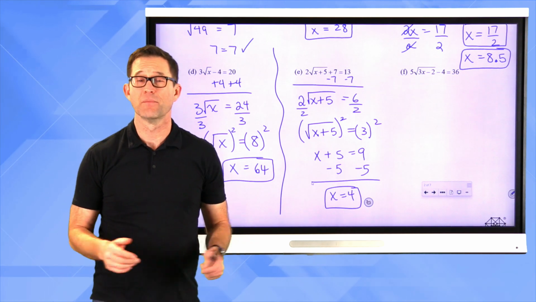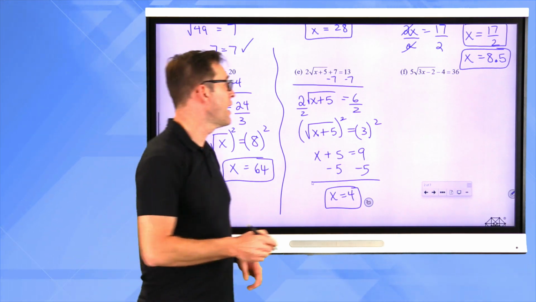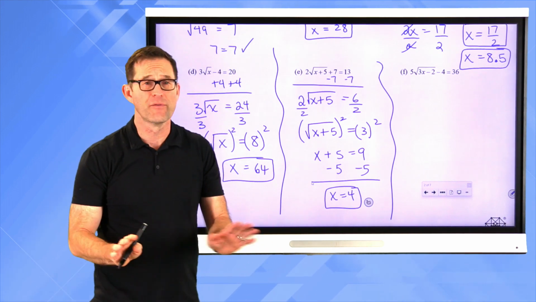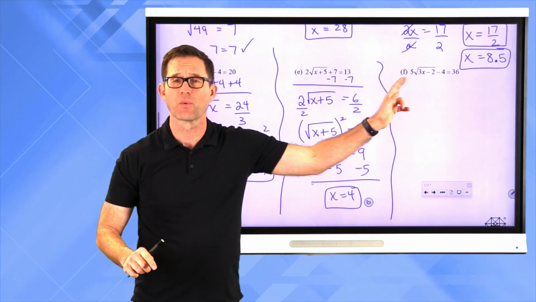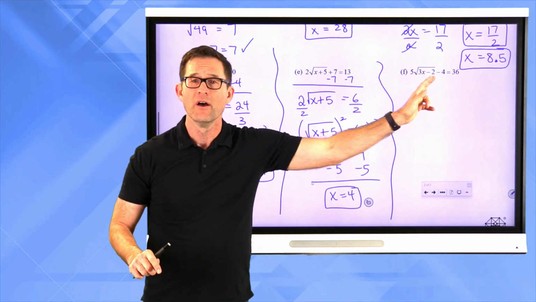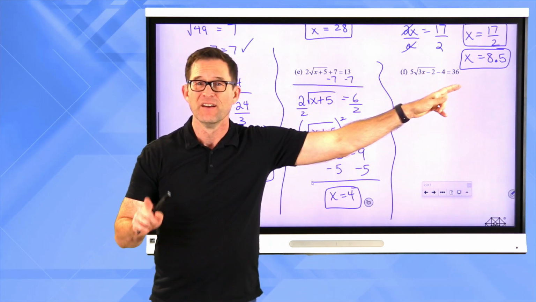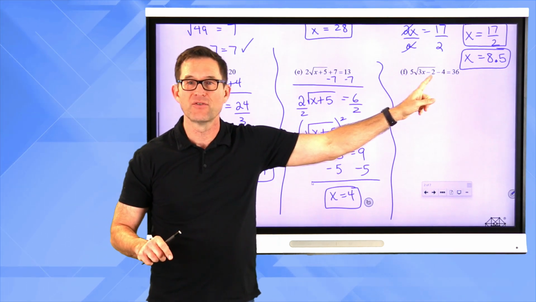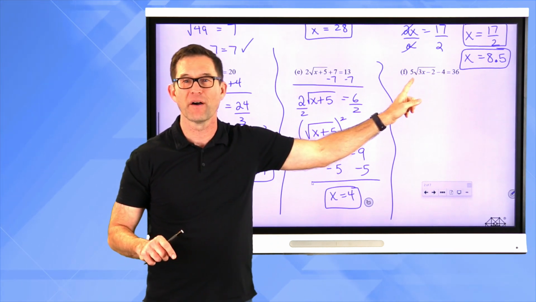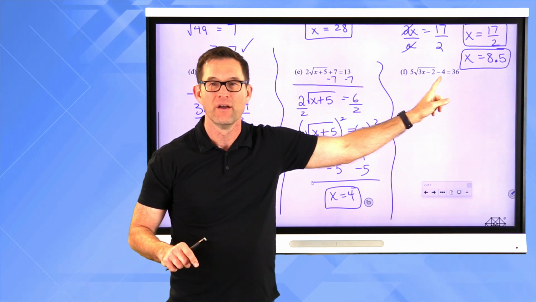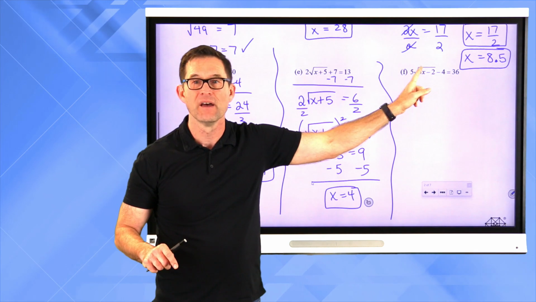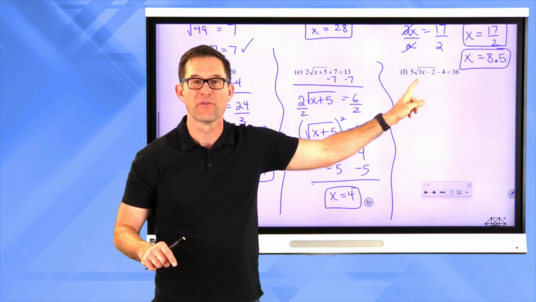Awesome. Simple enough. Let's try letter F, which is the most complicated, and let's walk through it before we do anything. I've got 5 times the square root of 3x minus 2 minus 4 equals 36. So watch. I've taken x, multiplied it by 3, subtracted 2, taken the square root, multiplied by 5, and then subtracted 4. So I'm going to add 4, divide by 5, square both sides, add 2, and then divide by 3.